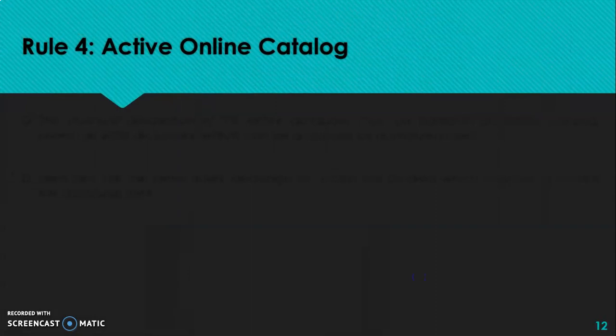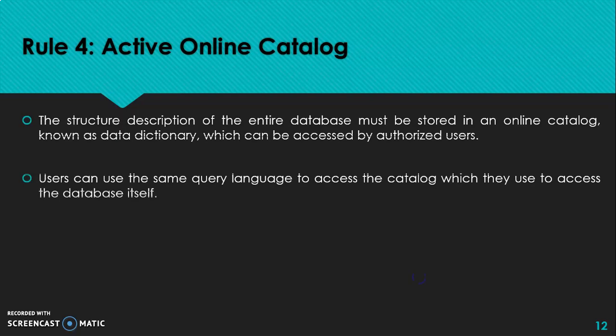Then rule number 4, active online catalog. The structured description of the entire database must be stored in an online catalog known as the data dictionary. This dictionary can be accessed by authorized users. Now, users can use the same query language to access the catalog which they use to access the database itself.